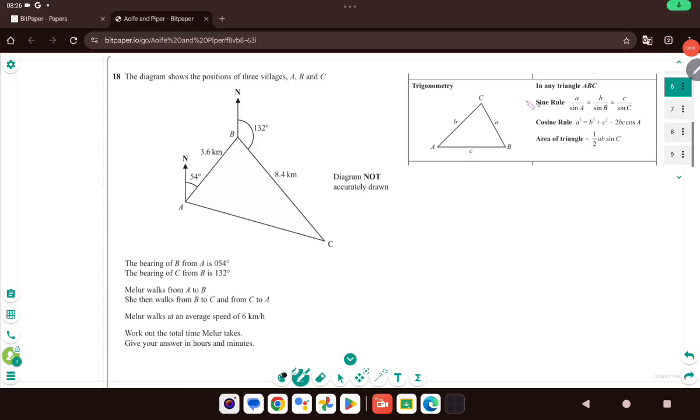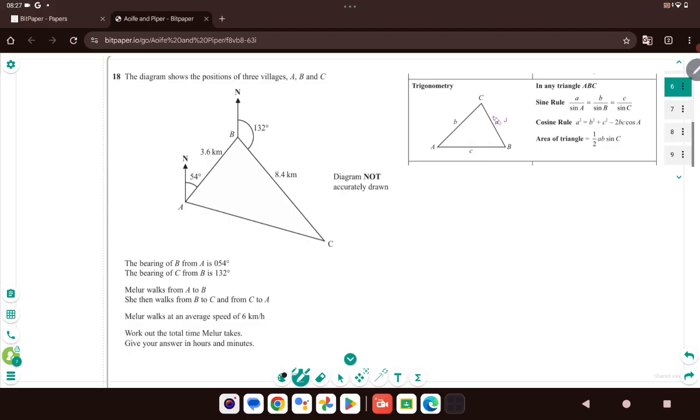Okay, here we have a question on, well, sort of bearings and sine and cosine rule. Hopefully you can recognise this is sine and cosine rule because we've got a non-right angle triangle involved. So the diagram shows the position of three villages, A, B, C. The bearing of B from A is 54, C from B is 132.